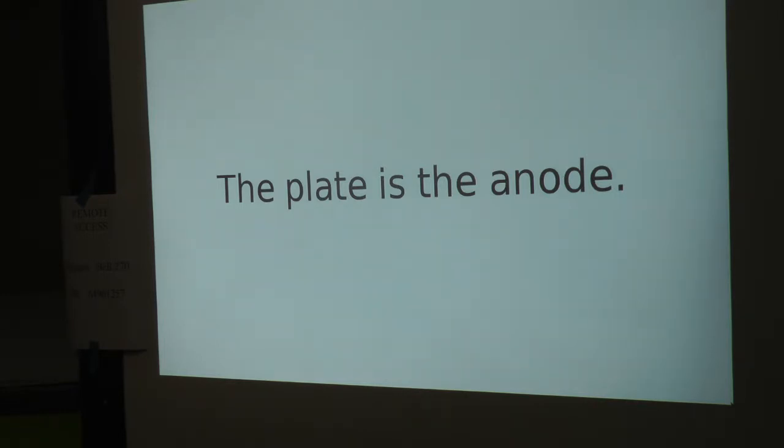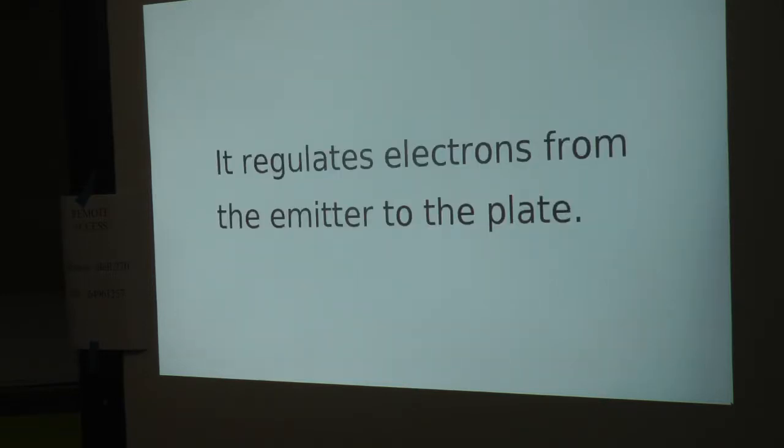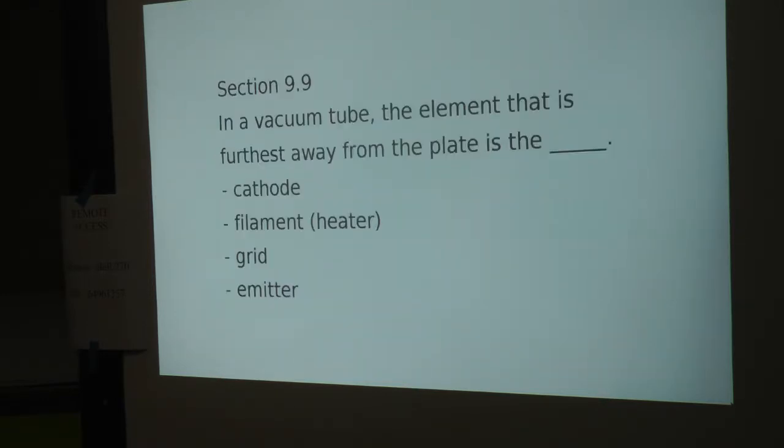And the grid. Yeah, so cathode is the K down at the bottom. In a vacuum tube, the electrode that is usually a cylinder of wire mesh is the... That'd be grid, number 4. Oh, no. The grid. So if you think about the mesh, it's what a grid essentially is. It's just kind of like a fence. It regulates electrons from the emitter to the plate.